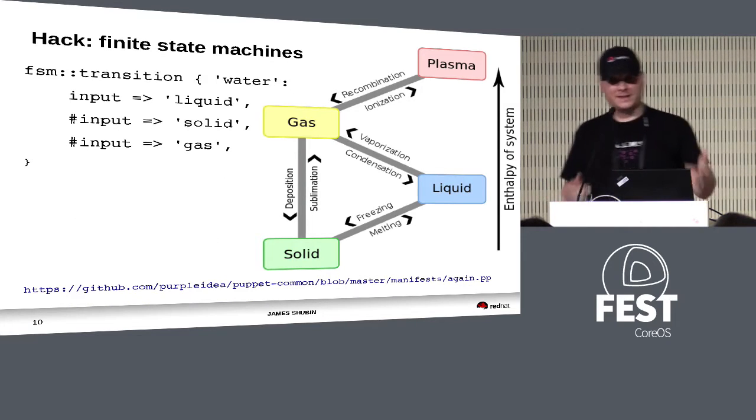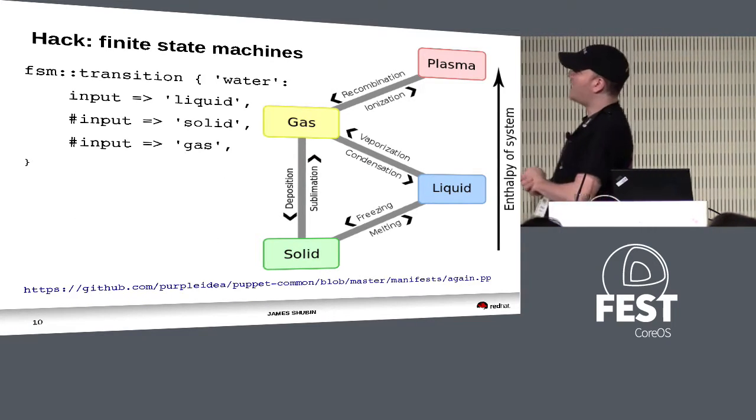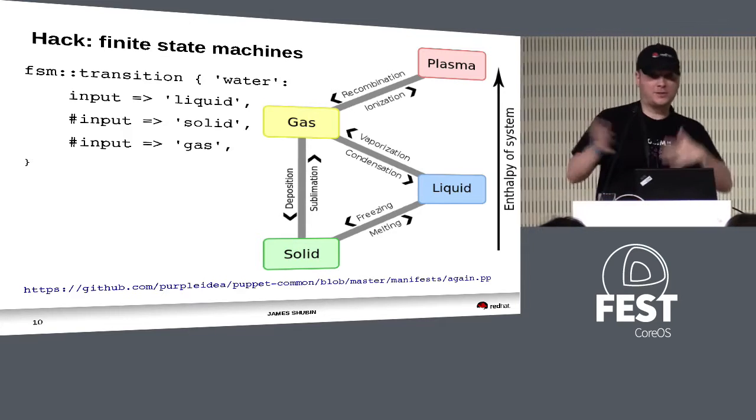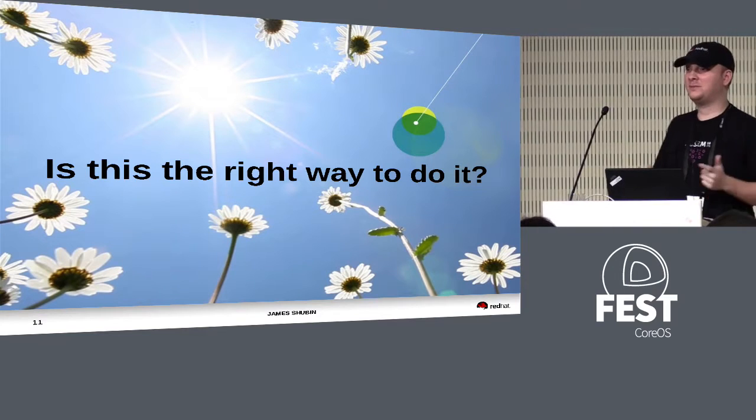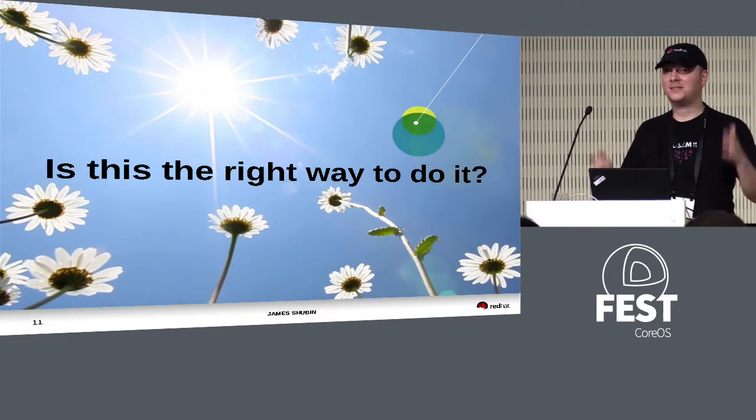And you can actually build a finite state machine in Puppet, which was kind of an outrageous hack I did to prove that it was possible. Just sort of feeling what you can do and pushing the limits. Is this the right way to do it? Do you like this? Come on.